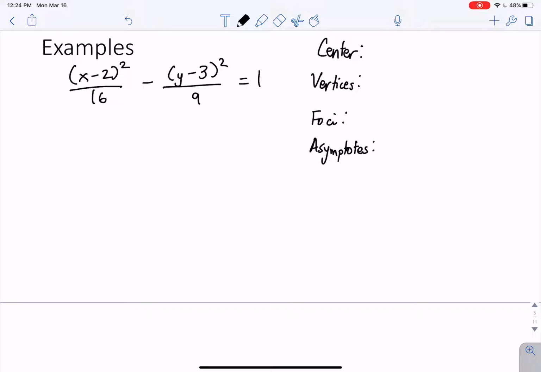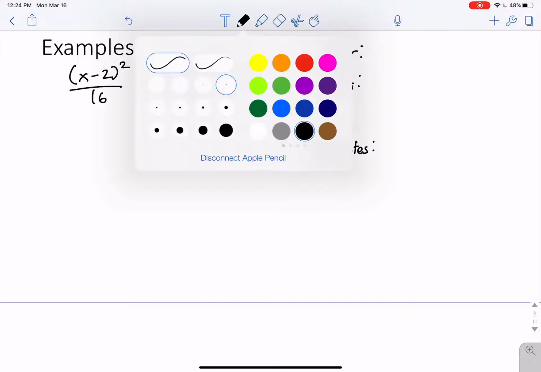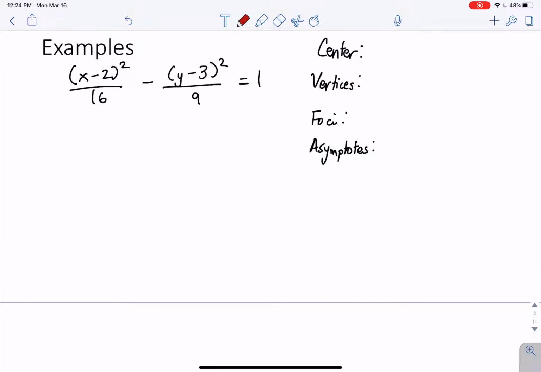So center, that should be the easiest thing we can find on any of these conic sections. It's always that h comma k thing. So I have x minus h and y minus k. When showing my work for it, I'm going to find all those values that I used to find the center, vertices, foci, and asymptotes. So I know that h is 2, and I know that k is 3, which means my center is 2, 3.